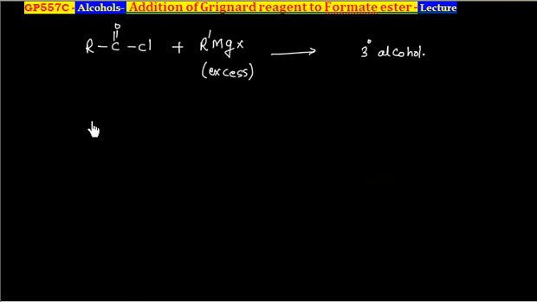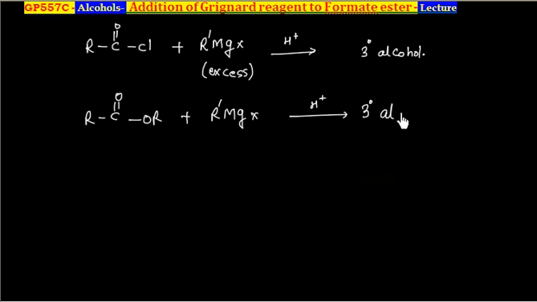Similarly, if I have an ester and if the Grignard reagent is taken in excess, further acidification, this time also we need acidification, this will give 3-degree alcohol. Grignard reagent is taken in excess.